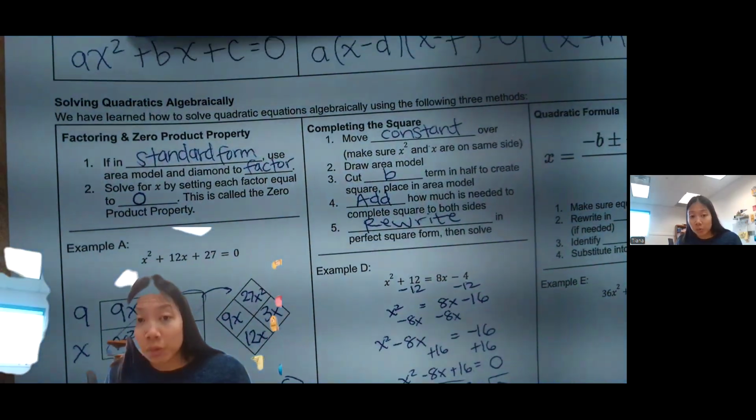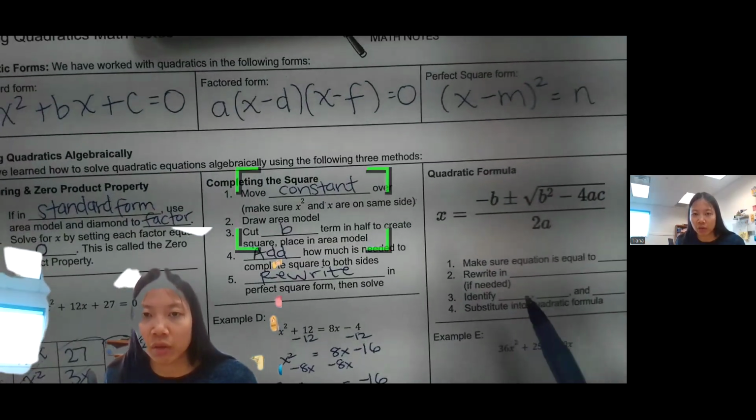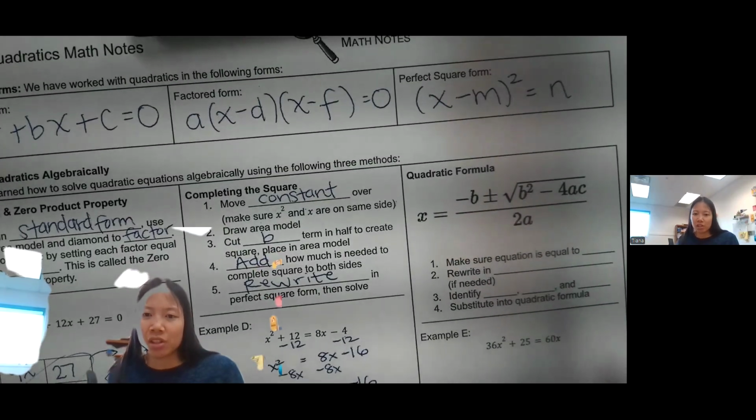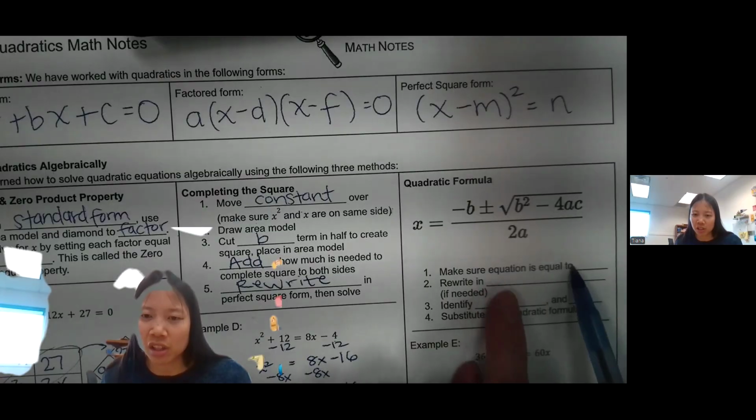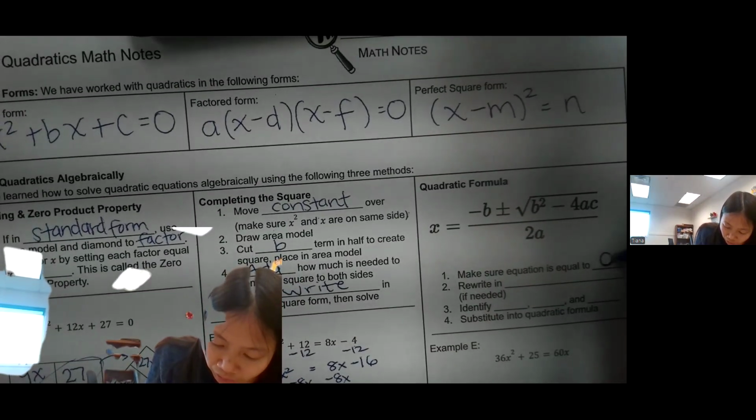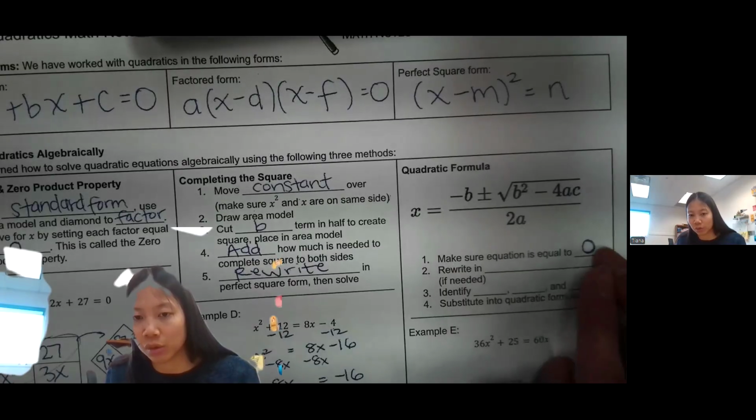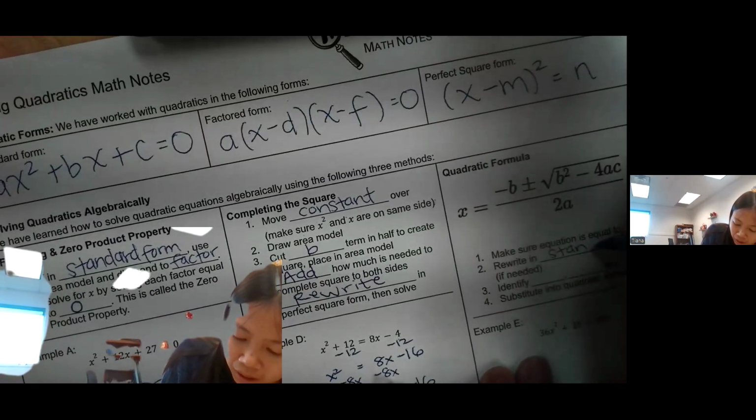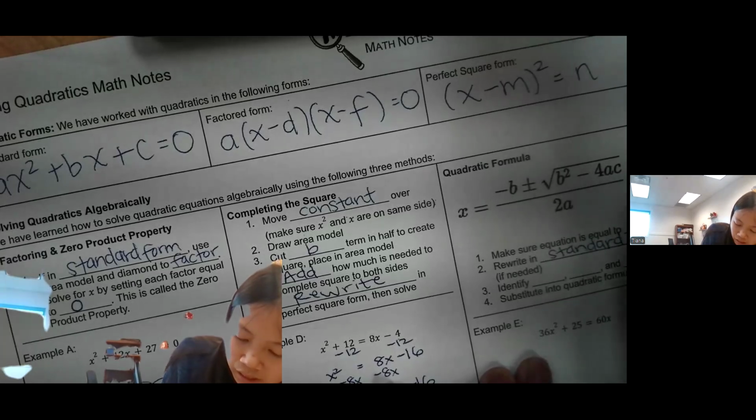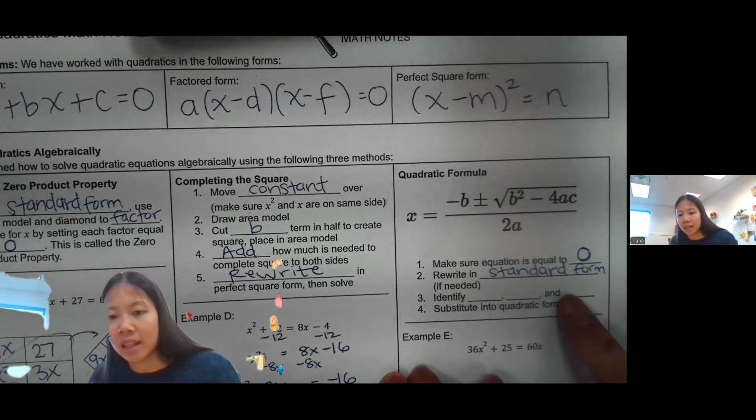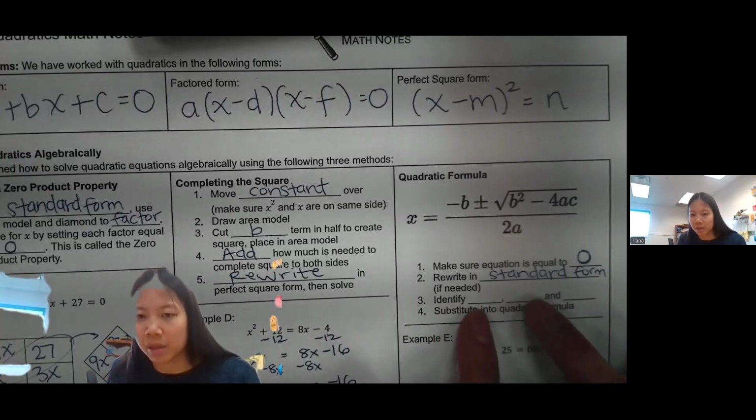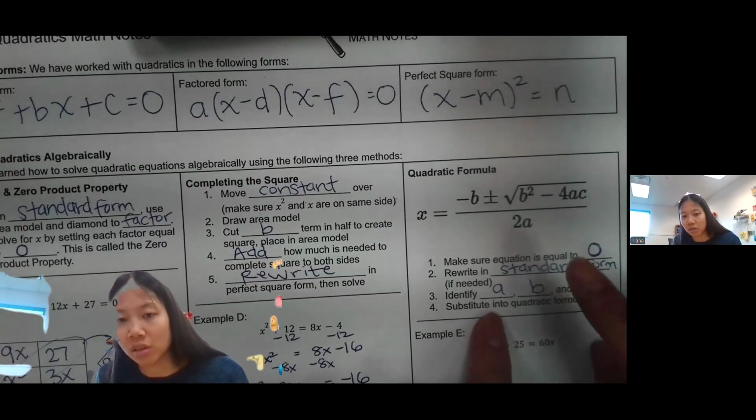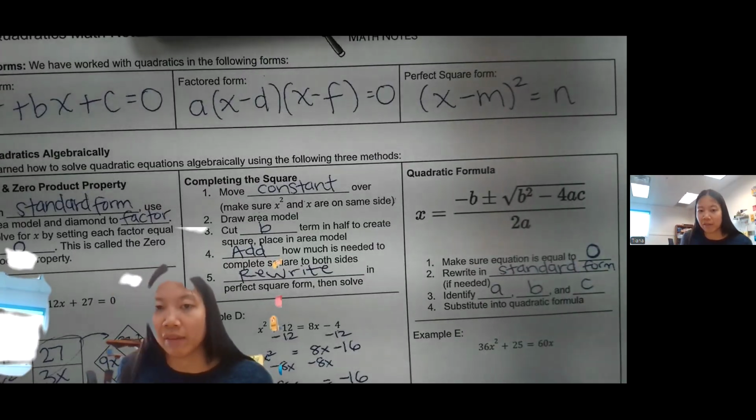All right. The third way that you guys have learned how to solve a quadratic equation is using the quadratic formula. So our first step is to make sure that our equation is equal to 0. This formula only works if it's equal to 0. Then we're going to rewrite it in standard form. That just helps us keep our A, B, and C correct. And then we've got to identify our A, B, and C, and then we'll substitute those into the quadratic formula. And then boom, we have our x-intercepts.